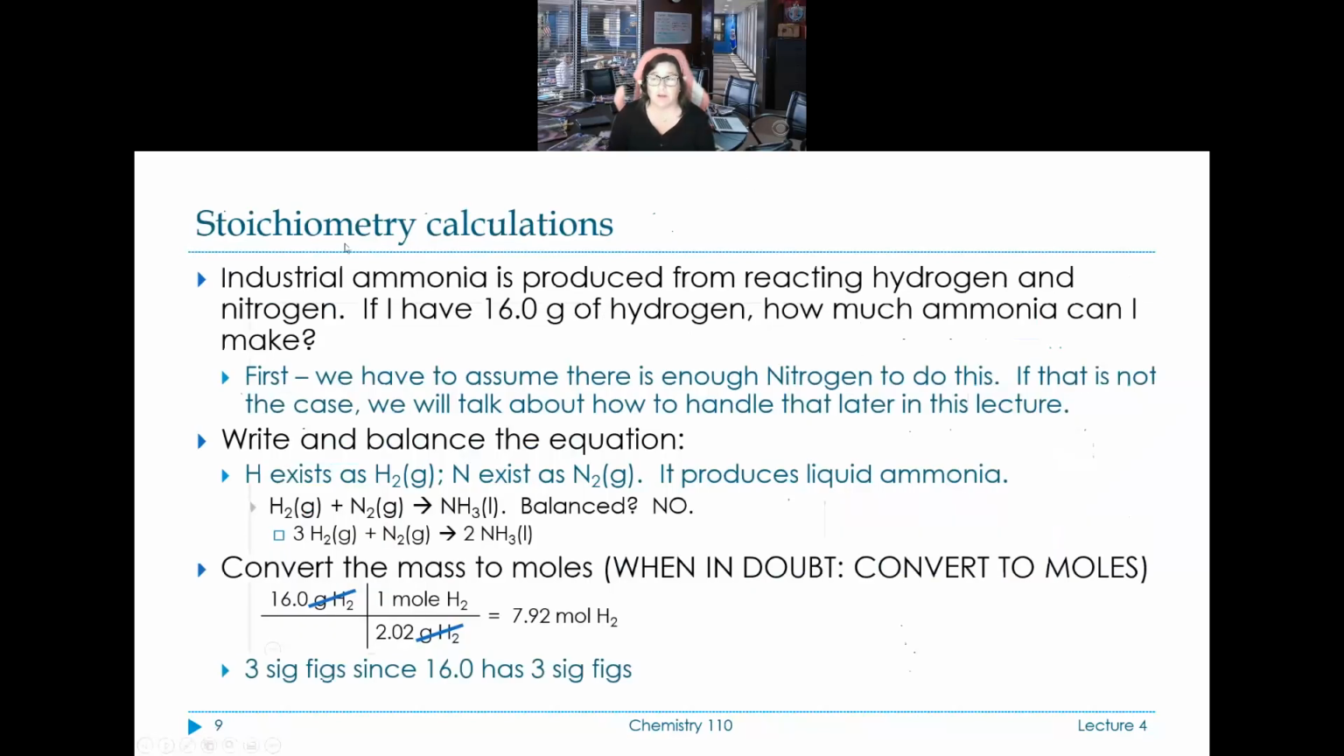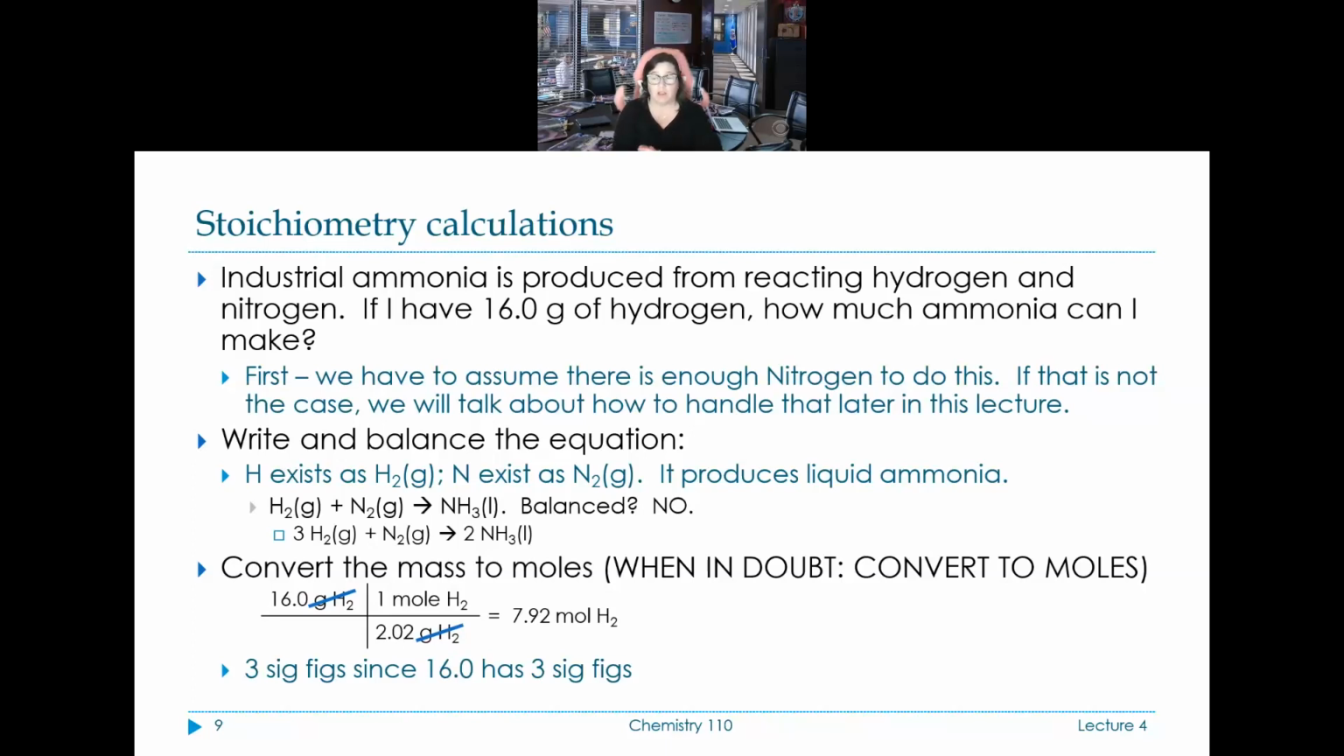Let's talk about stoichiometric calculations. Industrial ammonia is produced from reacting hydrogen and nitrogen. If I have 16 grams of hydrogen, how much ammonia can I make? First, we have to assume that there is enough nitrogen to do this. If that is not the case, we'll talk about how to handle that later in this lecture.